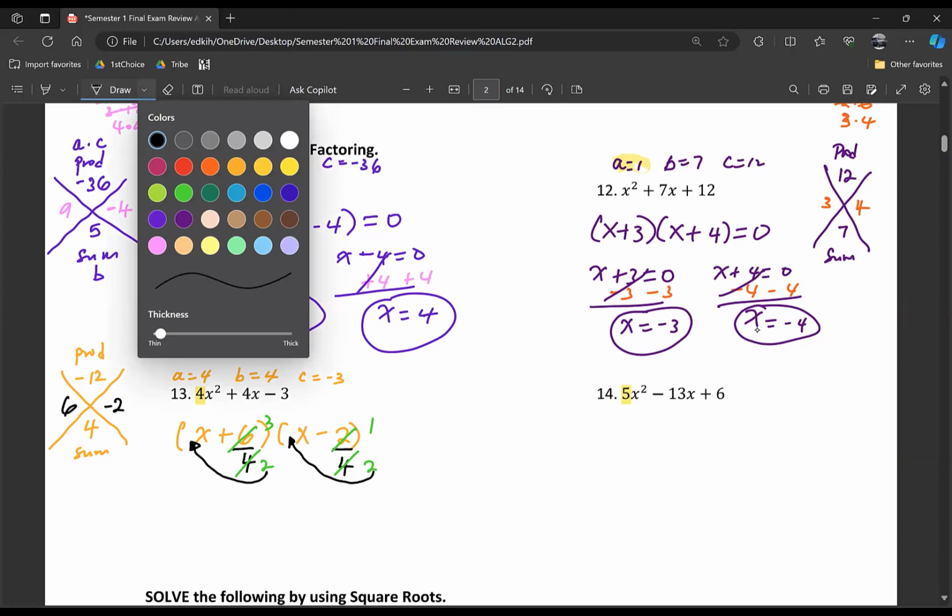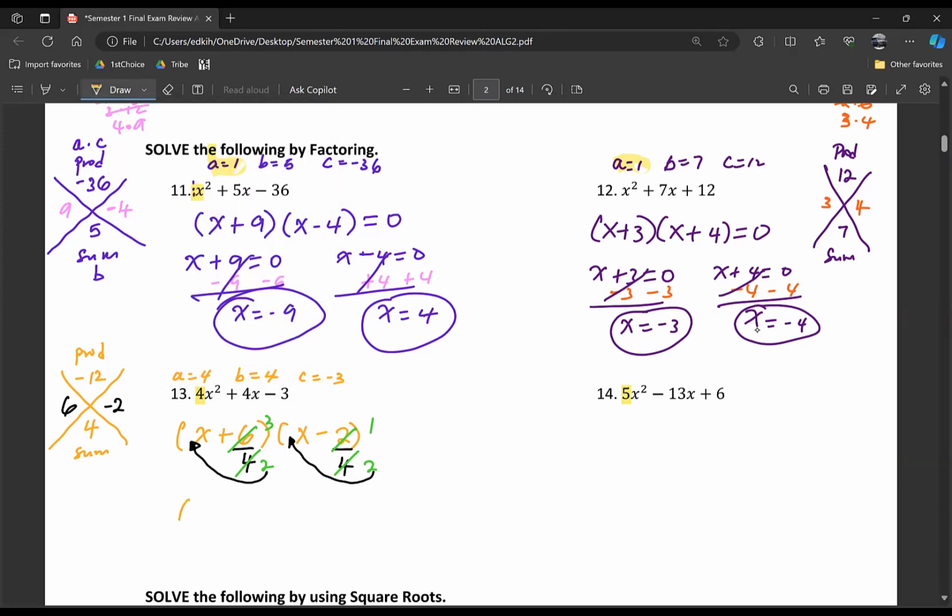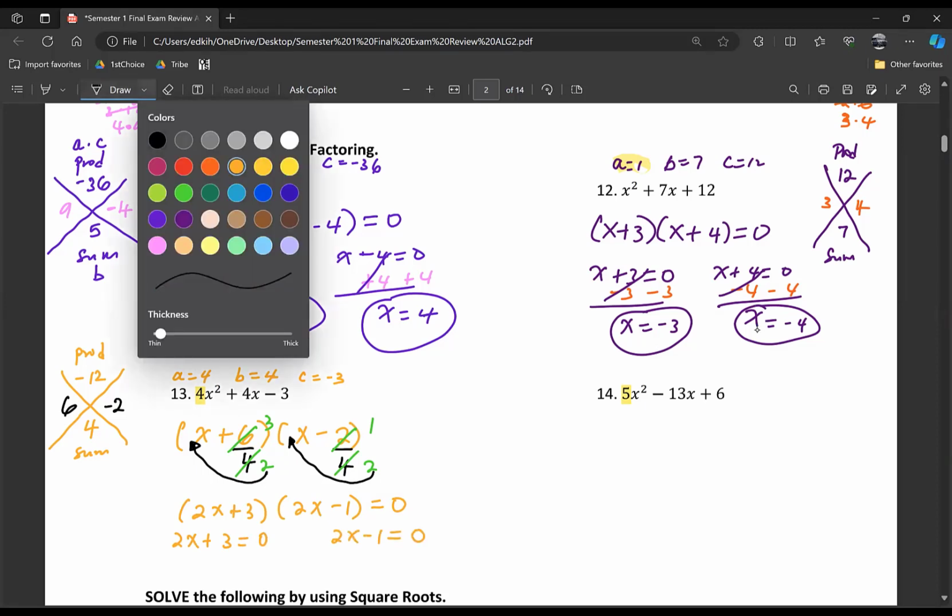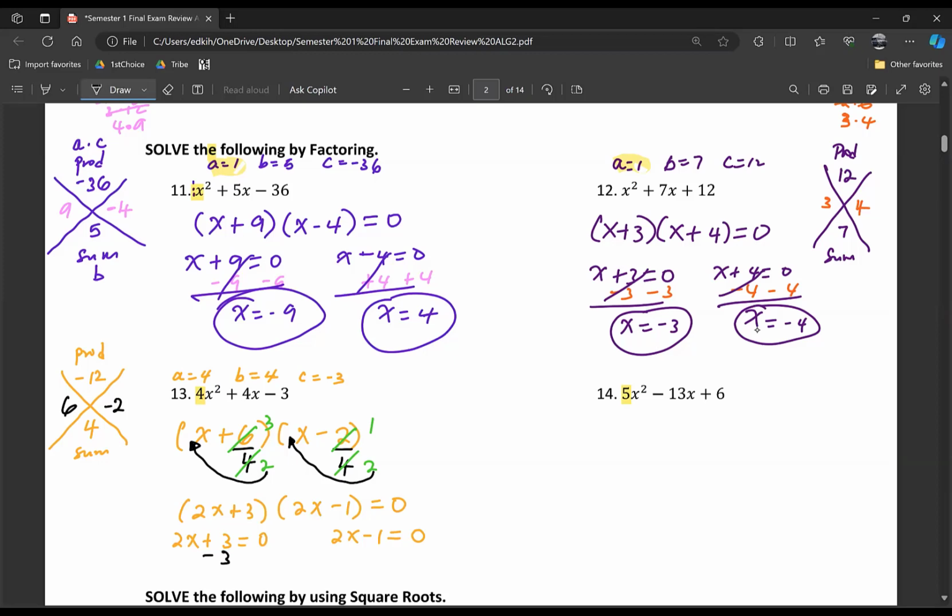So now to write this answer out, you're going to have 2x plus 3 as a first factor. And the second factor is 2x minus 1. And again, since we're solving, we have to set each of these equal to 0. So 2x plus 3 equals 0. And 2x minus 1 equals 0. You're going to use algebra again to get x by itself. So subtract 3 from both sides. Add 1 to both sides for the other one.